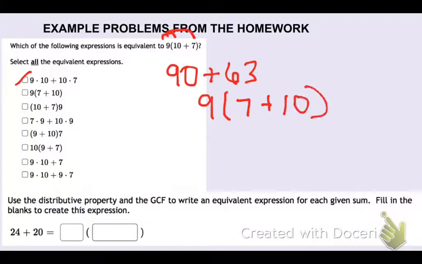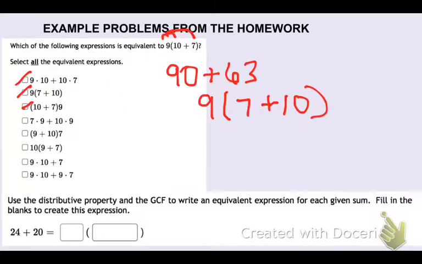So is that the same as 9 parentheses 7 plus 10? Yes, because addition, it doesn't matter what side goes first. Like 5 plus 1 equals 6, and 1 plus 5 also equals 6. So addition, it does not matter which order. So I can also mark this second one. This third one looks a little strange, but it just means the same thing. So it doesn't matter what side the 9 is on, it means the same as this. So this is the same, it's just in a different order. So we can go ahead and mark that one.